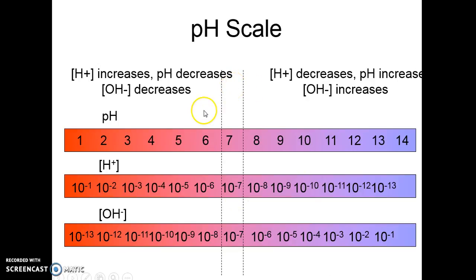Keep in mind that as pH decreases, proton concentration increases and hydroxide ion concentration decreases. And as you go above 7, as you increase your pH, proton concentration decreases, hydroxide increases, and your pH increases because it's more basic. So below 7, acidic, the lower, the more acidic. Above 7, basic, the higher, the more basic.